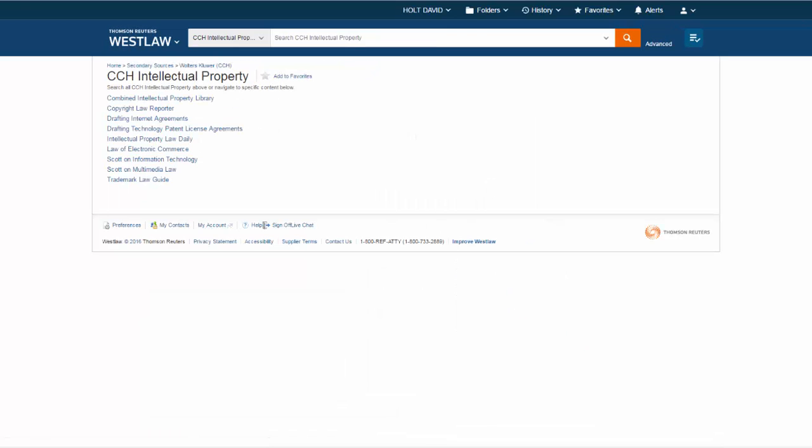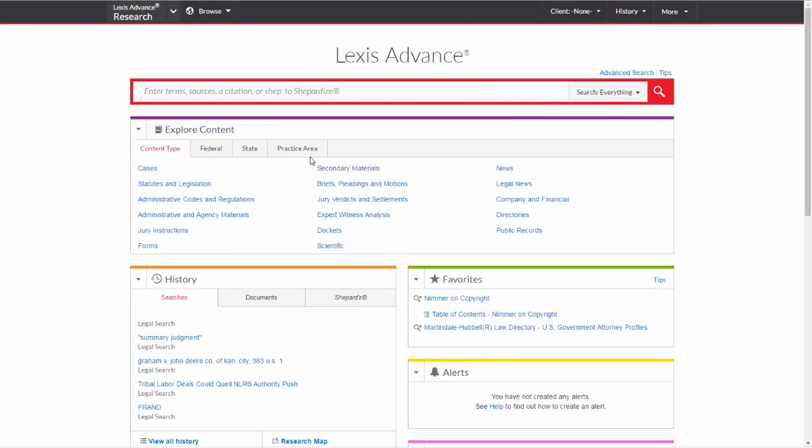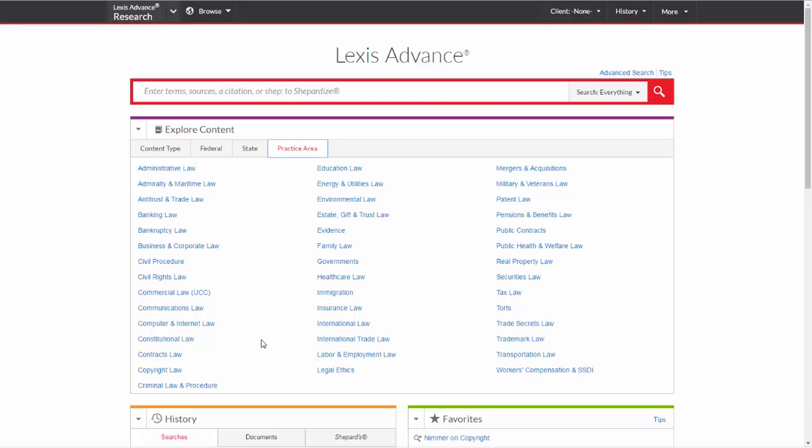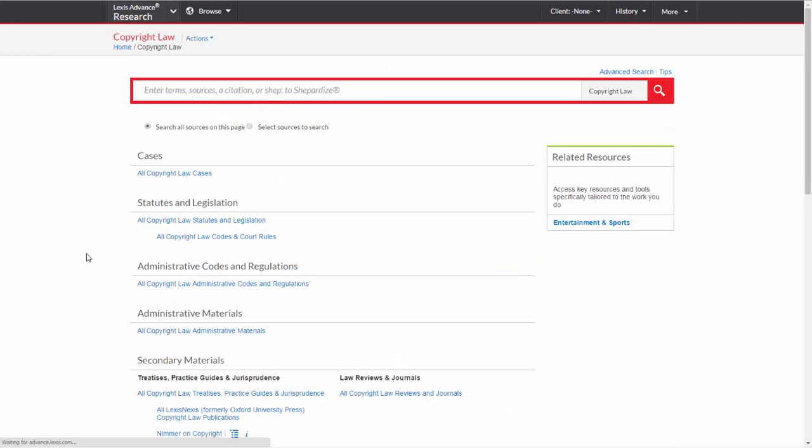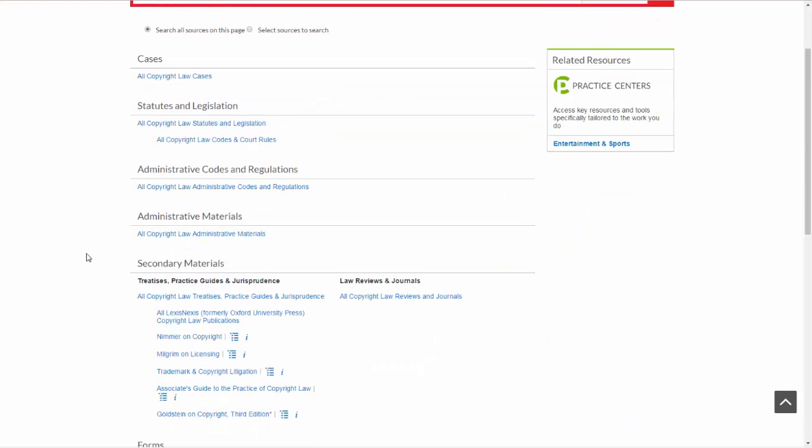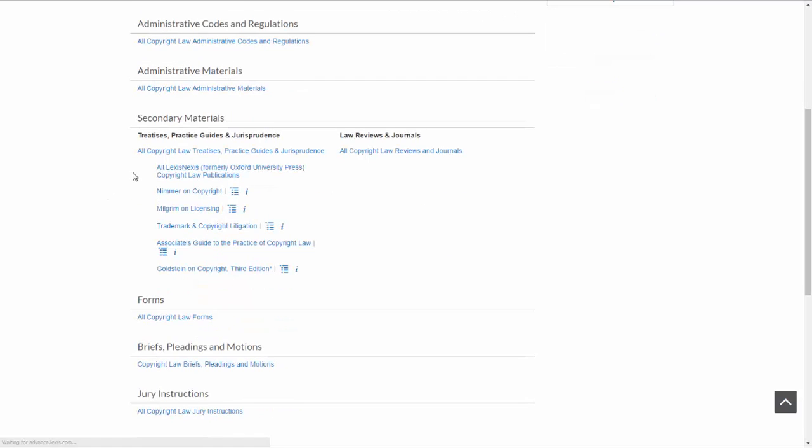If we go into Lexis Advanced, we can do roughly the same task. Click on Practice Area and then go down to Copyright Law. And Lexis has the advantage here in terms of availability of treatises that are considered far more authoritative and are far more used by the court than the treatises on Westlaw. And the big one here is Nimmer on Copyright and then Milgram on Licensing.